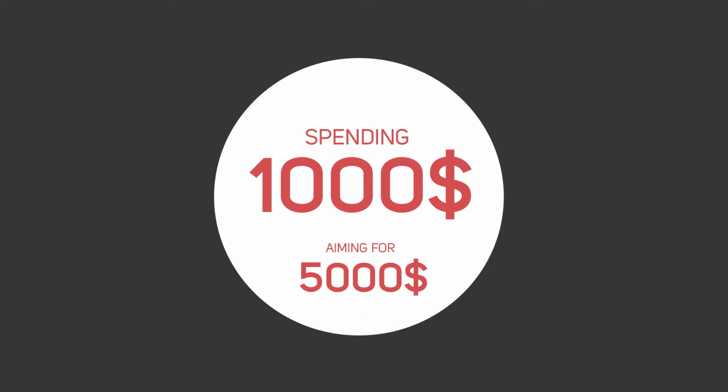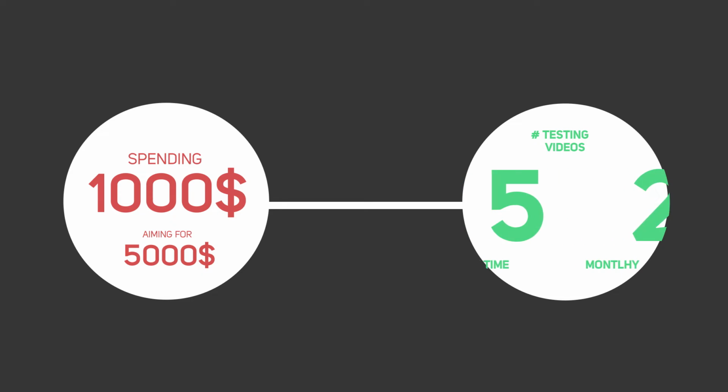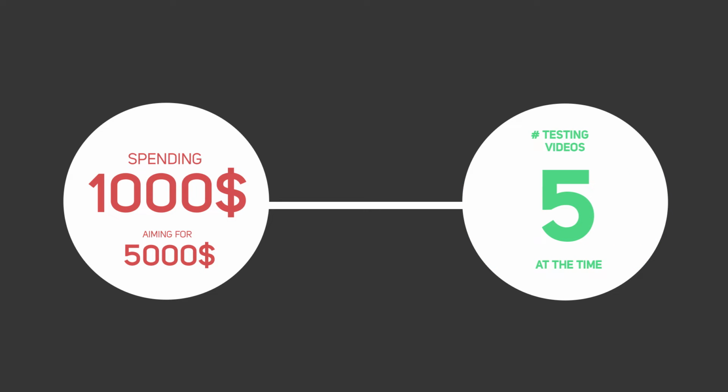On the other hand, if you're starting out at $1,000 a day and you want to scale to $5,000 a day, $10,000 a day in terms of spend, then you really want to think about testing maybe 20 creatives a month and starting out with 5 at a time, where you're split testing them against each other, and make sure you split test them with the same audiences so you're getting accurate data.